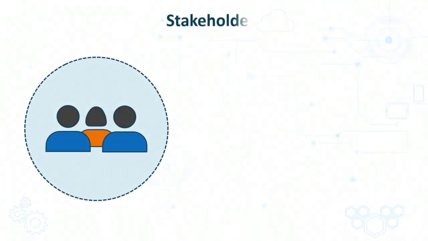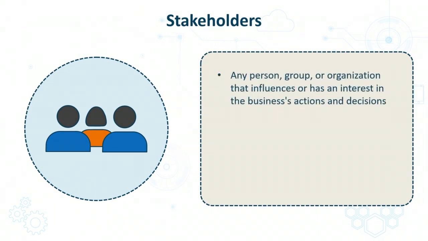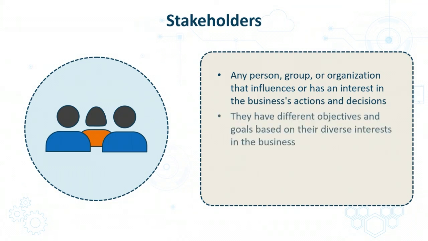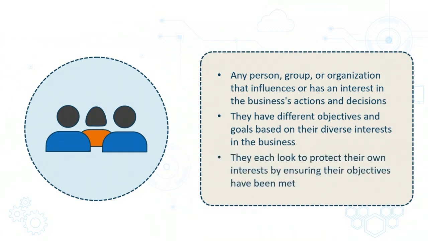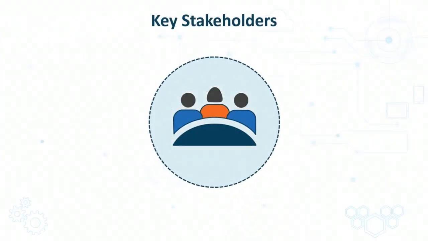A business's stakeholder is any person, group, or organization that influences or has an interest in the business's actions and decisions. They have different objectives and goals based on their diverse interest in the business. They each look to protect their own interests by ensuring their objectives have been met. Stakeholders and stakeholder groups come in a variety of forms and may or may not be actively involved in the business. We'll highlight them starting in the top left corner and making our way around.